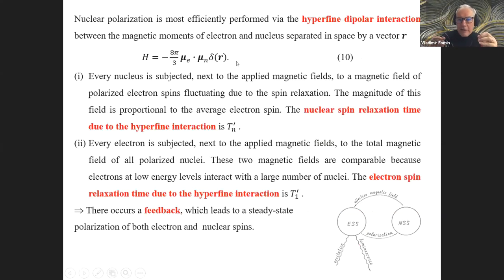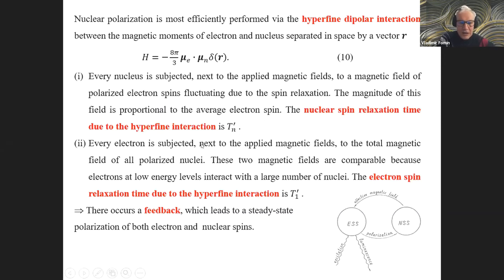But then the key physical factor enters the play. There is an interaction between electronic spins and nuclear spins, and it is called hyperfine dipole interaction. In fact, this is a very fundamental problem for solid state physics, but in some approximations, this hyperfine dipole interaction is taken just as a scalar product of these two magnetic moments, and it's local in real space. Every nucleus is subjected, next to the applied magnetic fields which we considered, also to a magnetic field of polarized electron spins, fluctuating due to the spin relaxation. And due to this effect, the nuclear spin relaxation acquires some hyperfine interaction driven relaxation with its typical time.